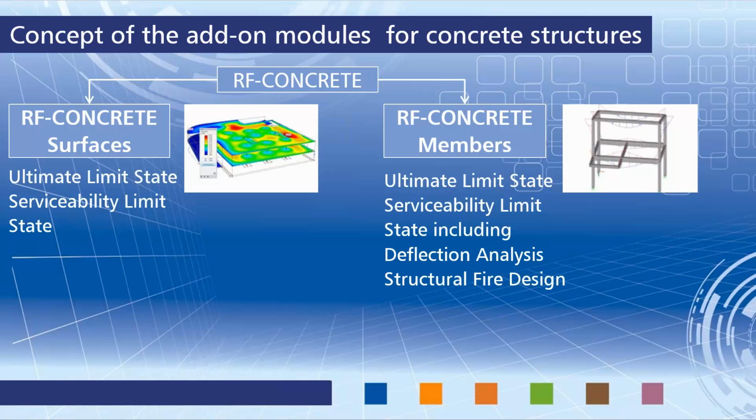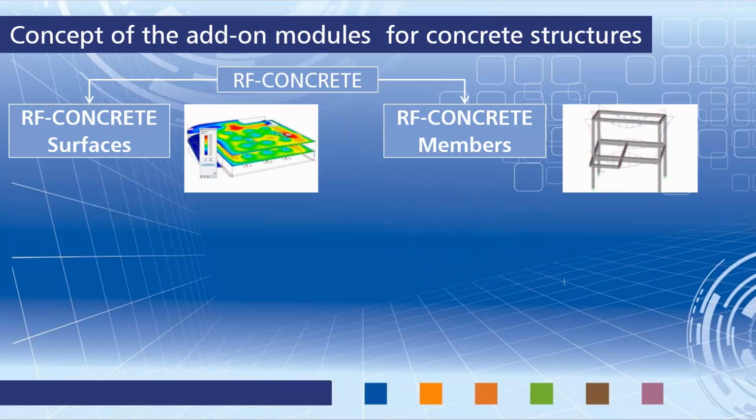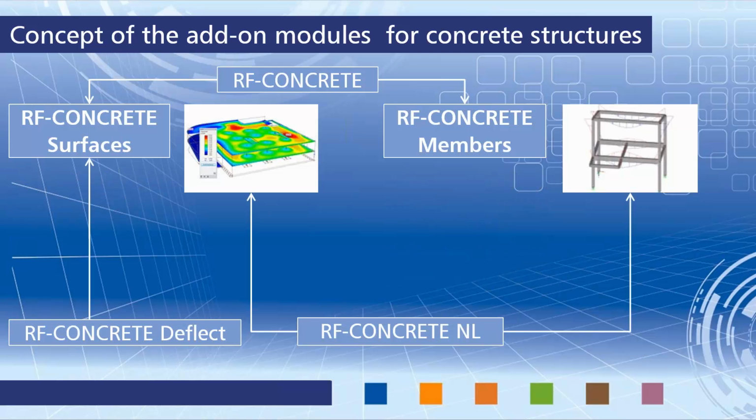You can add the deflection analysis for surfaces with RF concrete deflect. This contains the analytical solution in accordance with the Eurocode 2 section 7.4, and this deflection analysis is available for the uncracked or the cracked state of the concrete, so state 1 or state 2.